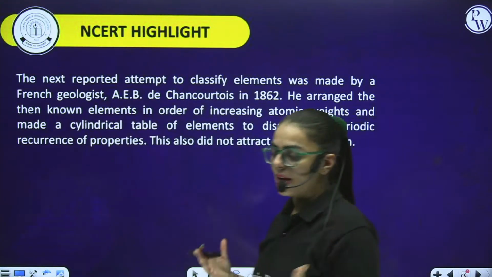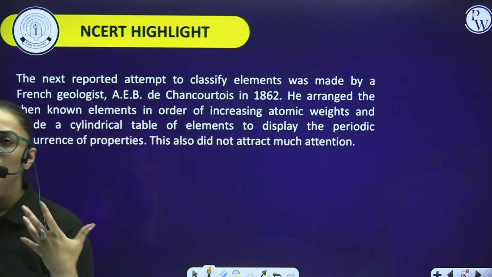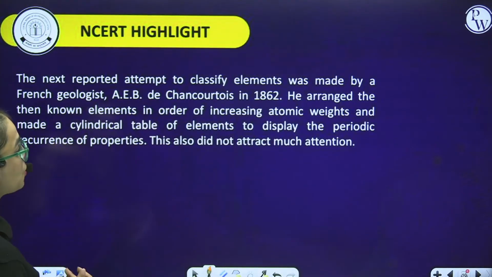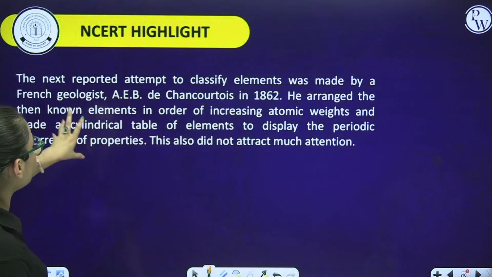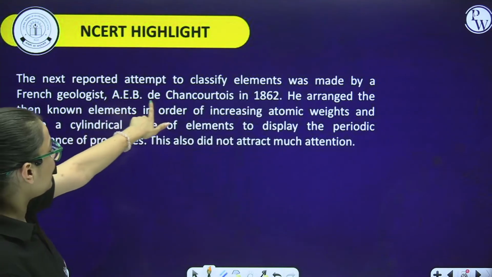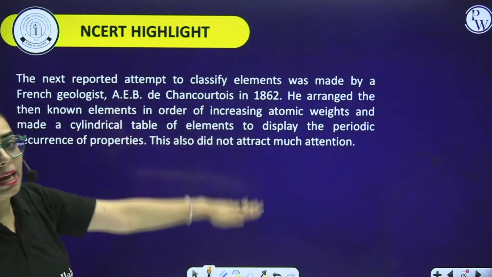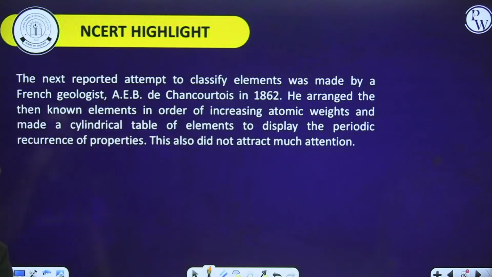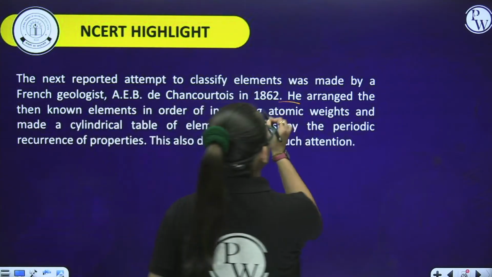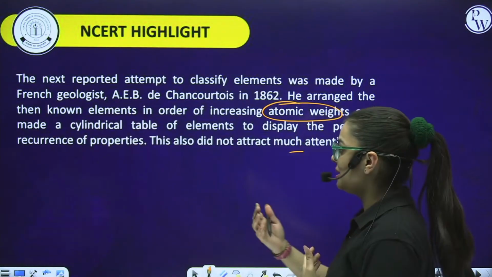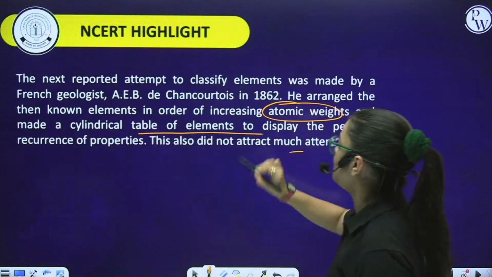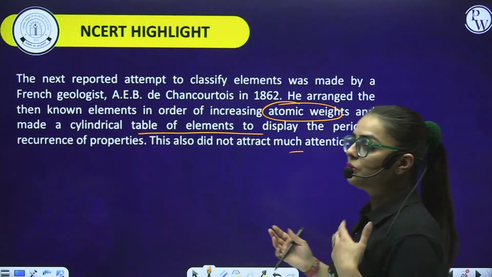But after Döbereiner, what happened, ma'am? After Döbereiner, there was also one scientist. The next reported attempt to classify the elements was made by a French geologist, A.E.B. de Chancourtois, in 1862. He arranged the elements in the order of increasing atomic weight. Now he also focused upon the atomic weight, and he made a cylindrical table of elements to display the periodic recurrence of the properties.